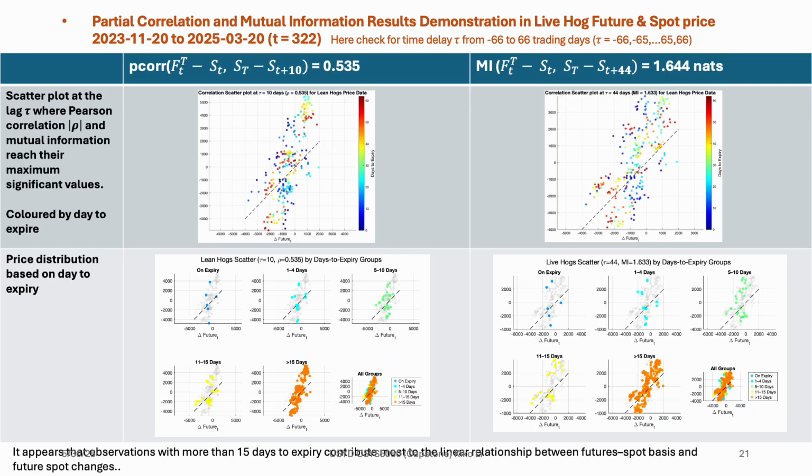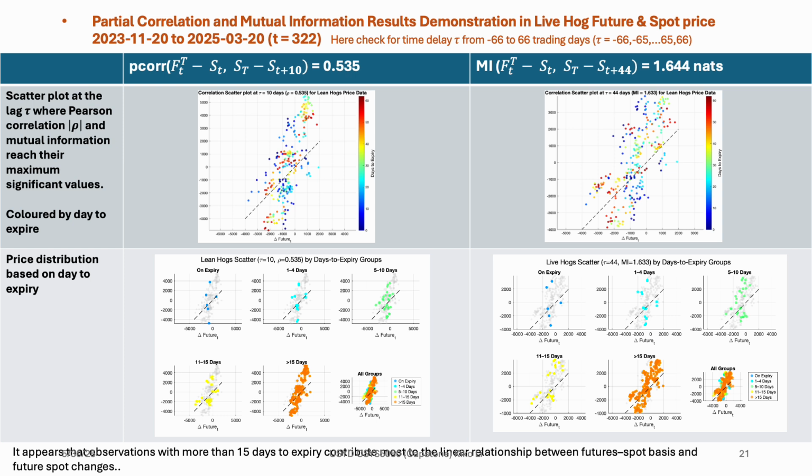By zooming in on the scatter plot of the points where Pearson correlation and mutual information reach the maximal value, as well as where the result is significant, I could observe the relationships in the dataset. The maximal raw value in Pearson is 0.535 when tau is at plus 10 days, as shown in the left column of the table. We could observe a strong linear relationship, whereas for mutual information, in the right column, the maximum value is 1.65 nats at tau equal to plus 24 days.